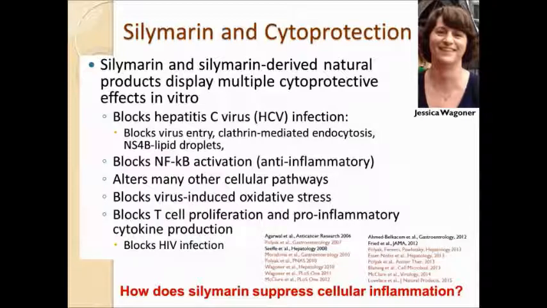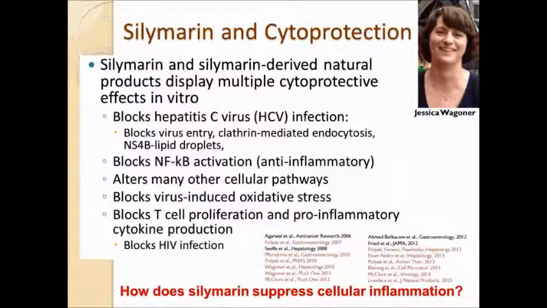And it blocks, as I showed you earlier and in some other papers, T-cell proliferation and pro-inflammatory cytokine production. And a certain form of the extract, a water-soluble derivative of the extract, can also block HIV infection. So the question becomes, how can silymarin do all these things?